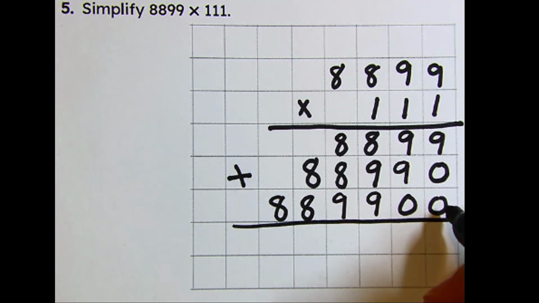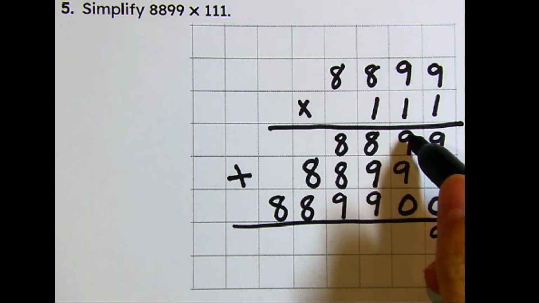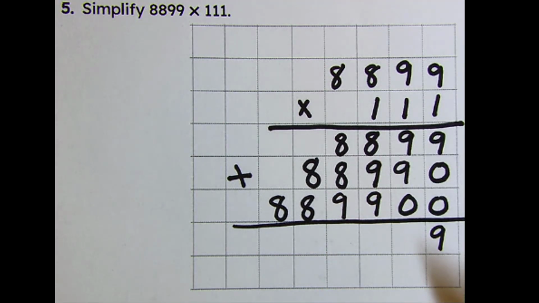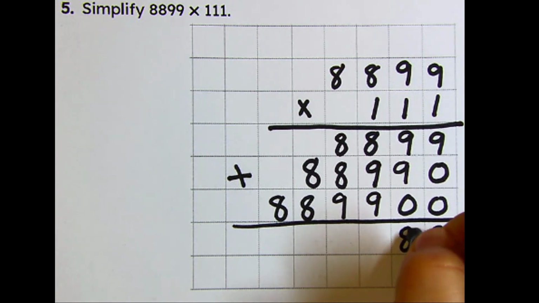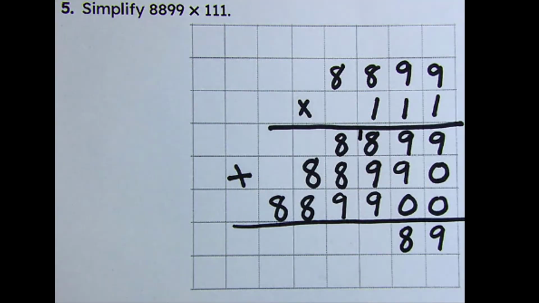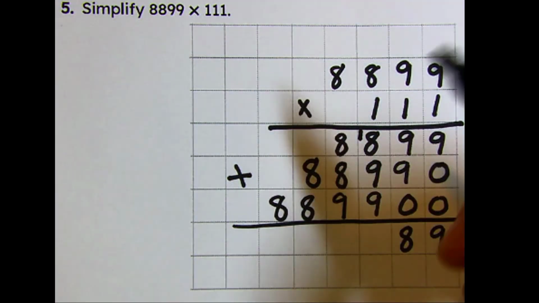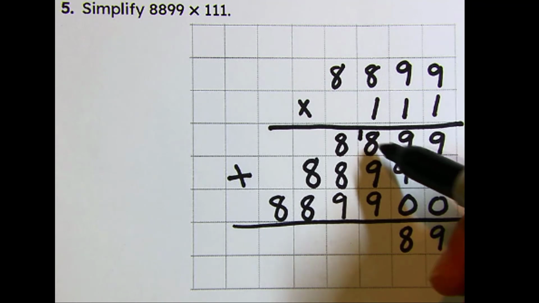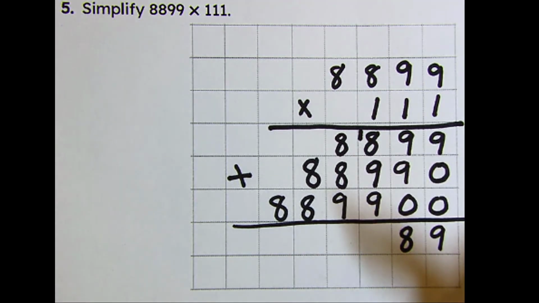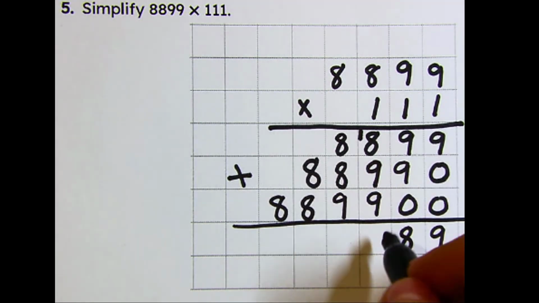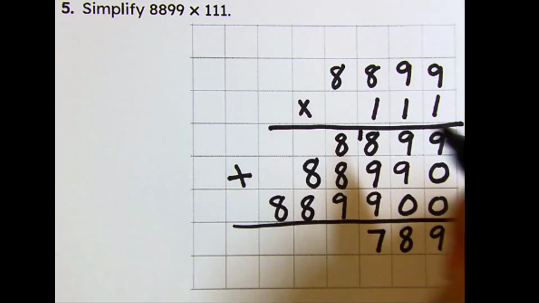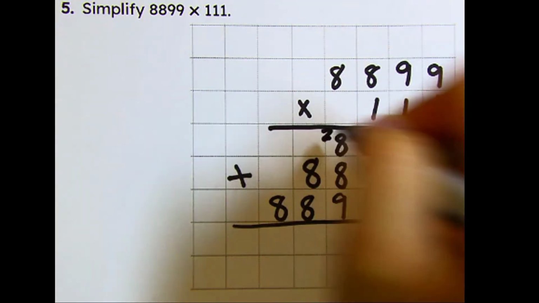9 ones plus 0 ones plus 0 ones is 9. I add my tens. 9 tens and 9 tens is 18 tens, which is the same as saying 8 tens and 10 tens gives me 100, so I'm going to regroup that one. 1 plus 8 is 9, plus 9 is 18, plus 9 again is 27. So that's 27 hundreds. So I'm going to put a 7 in the hundreds position and then regroup that 2.